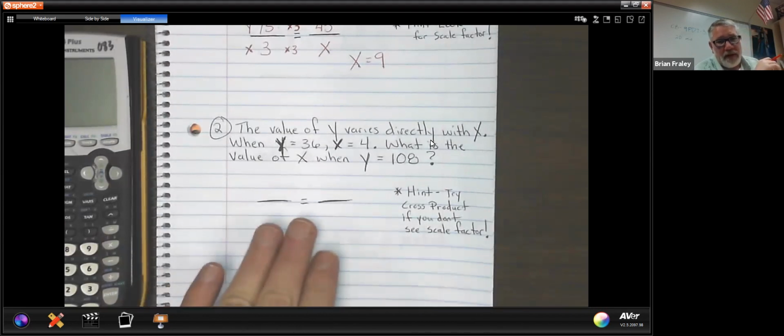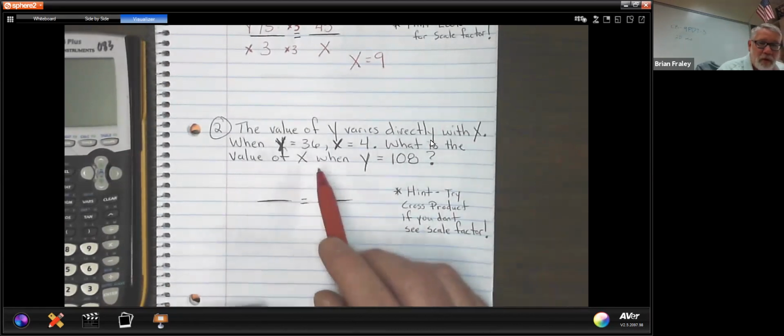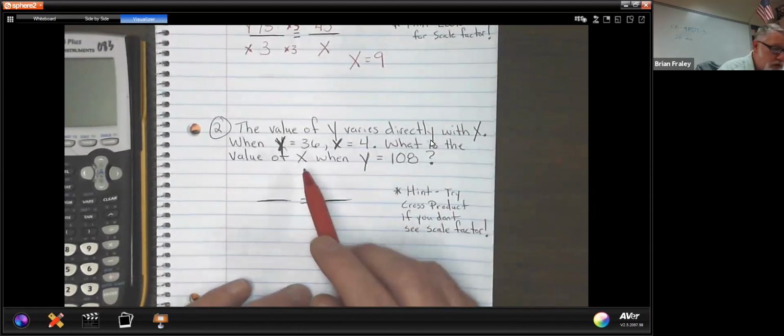I'm going to give you just a minute to set this up. Hit pause if you want. Set this up and see if you can solve this yourself. Now, if you can't, you might get stuck. The hint is to try the cross product method if you don't see the scale factor. So I'm going to give you a second. Okay, let's go ahead and try to set this up. Hopefully you guys hit pause and tried to do it on your own.